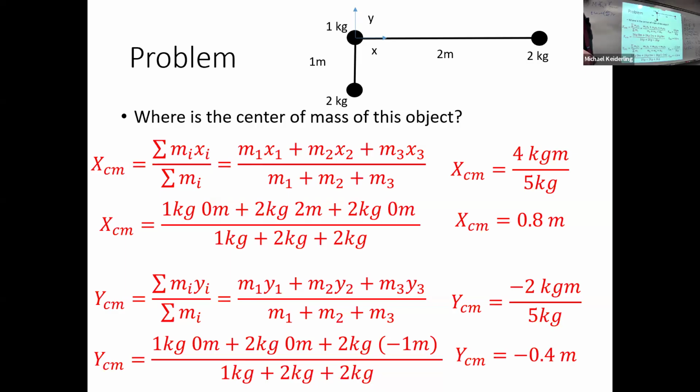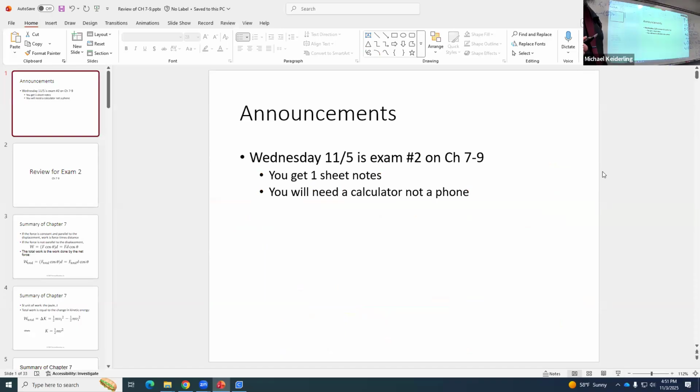Any questions? Well, that is the review. So remember, the test will be on Wednesday. You get one sheet of notes to use as a formula sheet. A calculator will be required. Can't use a phone. And there's partial credit. Make sure you show your work.